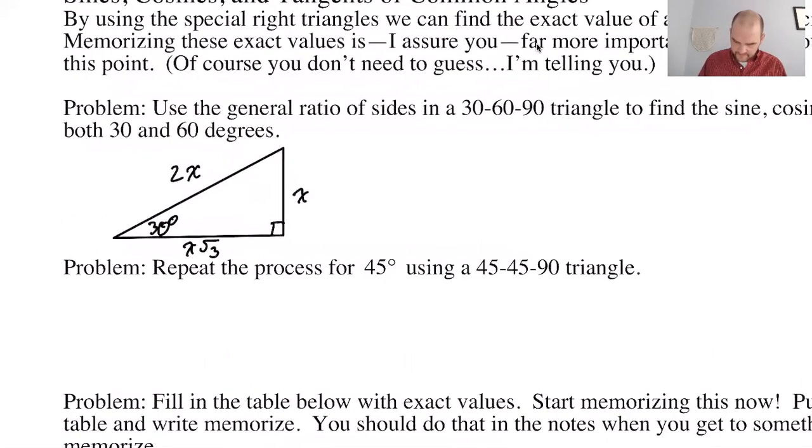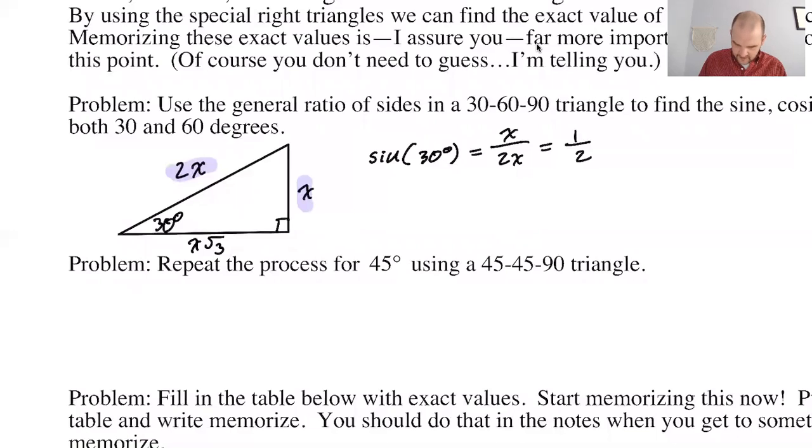So let's do that. The sine of 30 degrees is going to be the side opposite, which is x, over the hypotenuse, which is 2x. But then that just simplifies down to 1/2, regardless of what x is, as long as x isn't 0, because you can't divide by 0, and that's a little weird. But you're just going to get 1/2 no matter what. So let's take a look at cosine of 30.